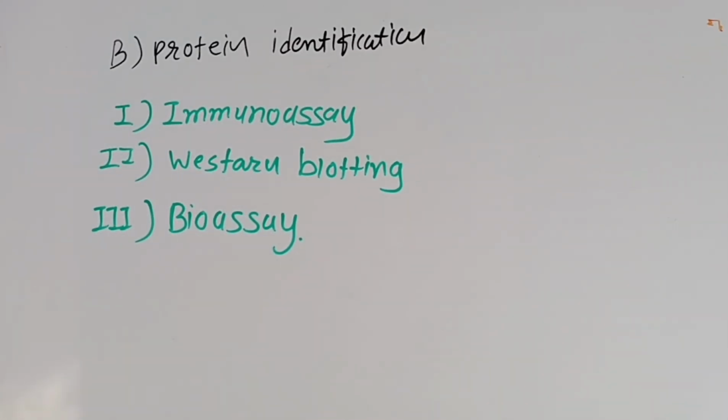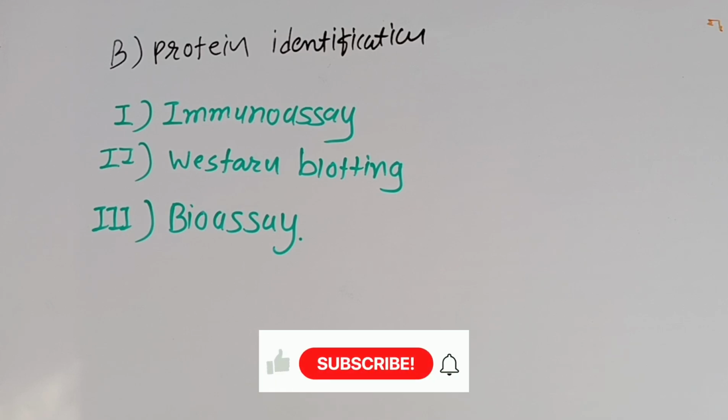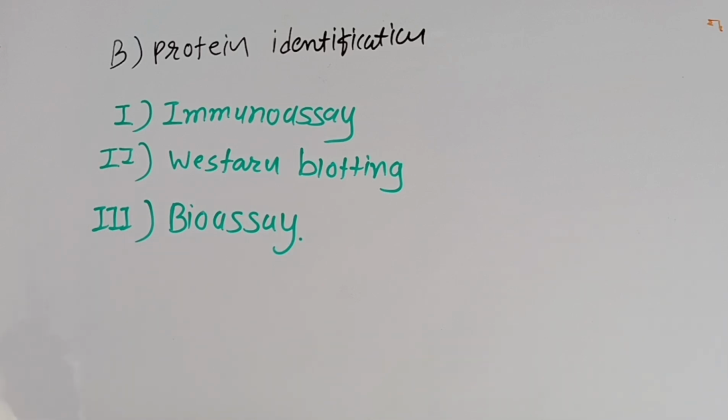Now we're going to discuss our second topic in protein characterization, that is protein identification. As we discussed in protein quantification, various methods are used. Similarly, in protein identification, three techniques are used. First one is immunoassay, second is Western blotting, and third one is bioassay. So briefly we're going to discuss them next.